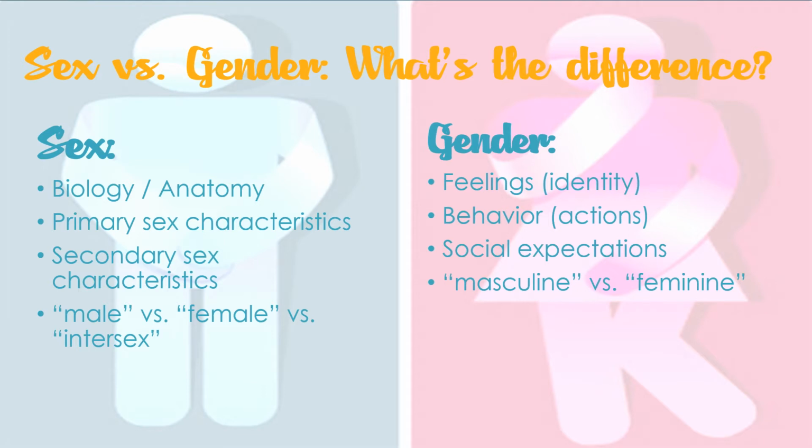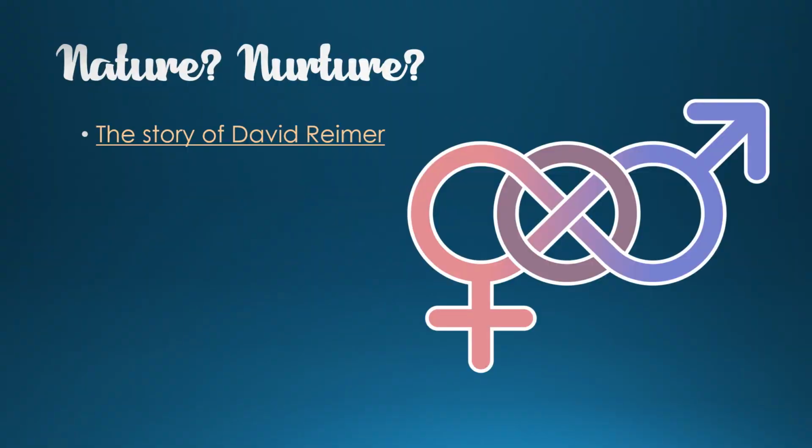Earlier in this slide, I mentioned that gender is not necessarily related to sex, but there are some connections. Historically, a lot of social scientists used to think that gender is completely socially constructed, meaning that we are all born tabula rasa, or blank slates, and we learn our gender from birth on.